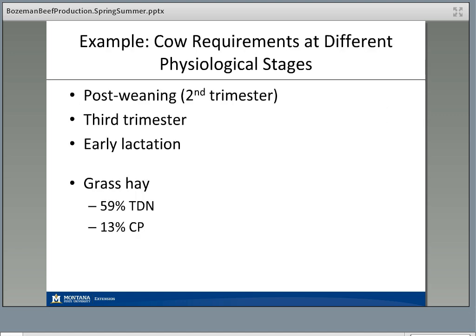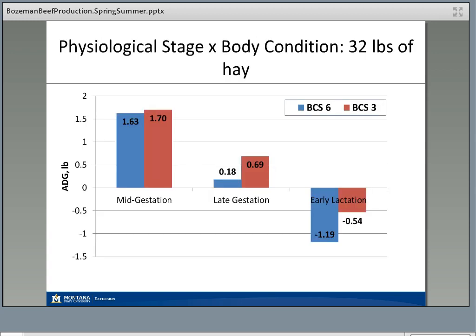So if we take a look at this, we can evaluate some different diet components. Let's say we're going to compare cows during that post-weaning or second trimester stage, the third trimester, and early lactation. And we're going to use a moderate quality to high quality grass hay that has about 59% TDN and 13% crude protein. Now we're going to compare two cows of two different body condition scores. In the blue bars, we have a cow in body condition score 6, and in the red bars, a thinner cow in body condition score 3.